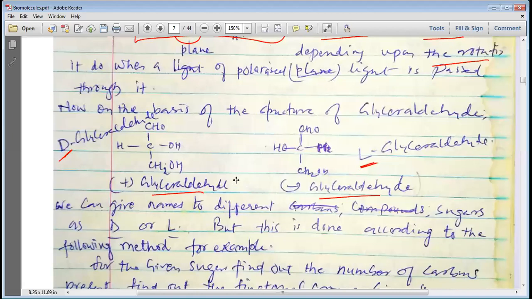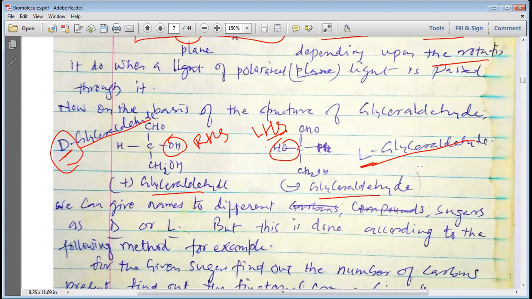Now we compare the structure of glucose with D-glyceraldehyde and L-glyceraldehyde. You can see that in D-glyceraldehyde the OH is present on the right hand side, and in L-glyceraldehyde the OH is present on the left hand side. So on the basis of that we can call it capital D or capital L. Here in glucose also we have seen that on the fifth carbon the OH group was present on the right hand side, and that is why we apply the capital D before the name of glucose, and that is why we call this glucose D plus glucose.